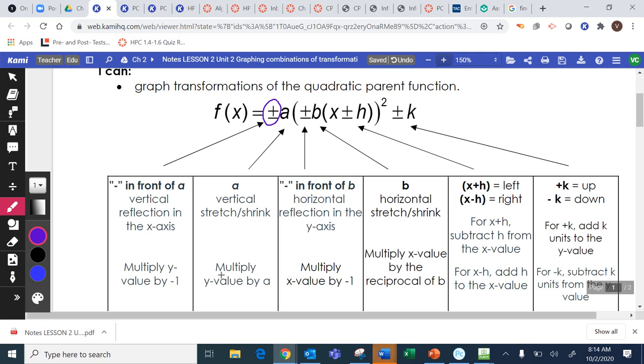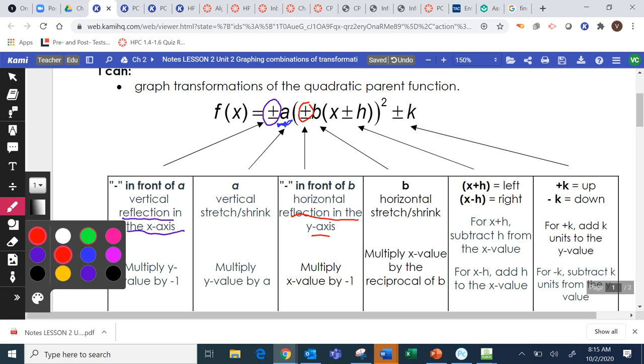That would mean a reflection in the x-axis. If you have an a value, some number in front, that is a vertical stretch or shrink by a factor of a. If you have a minus sign inside of the function, that's going to be a reflection in the y-axis. The number inside of the function is going to be a horizontal stretch or shrink. And remember, we have to multiply by the reciprocal of b, which is 1 over b.